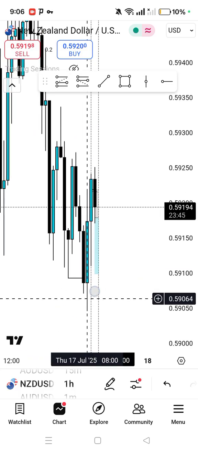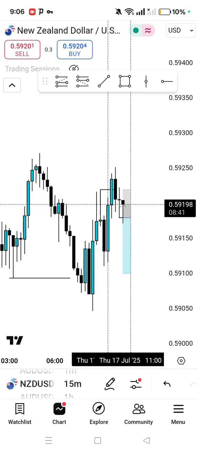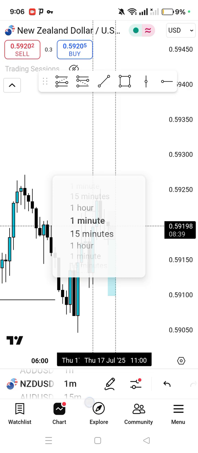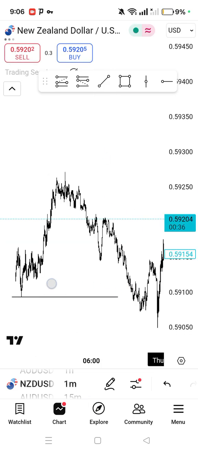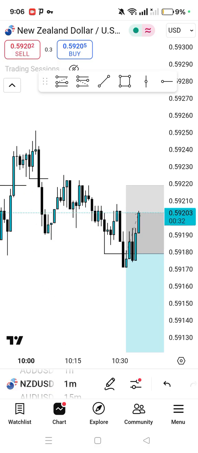Break of structure, bearish. 15-minute liquidity sweep. One minute to us all. And price supply is gonna stop me out here.